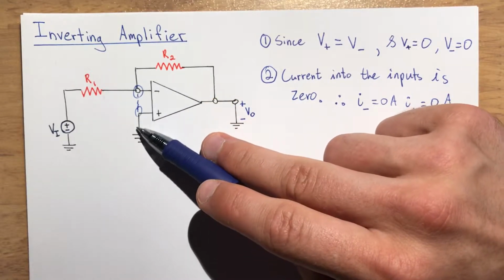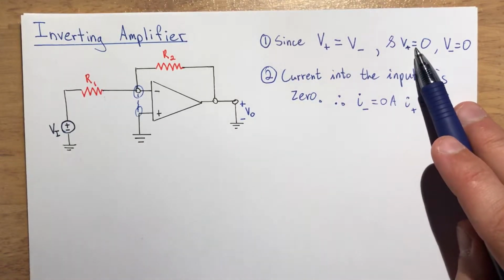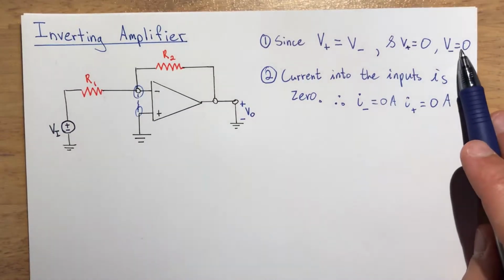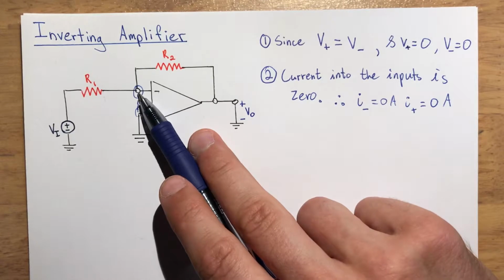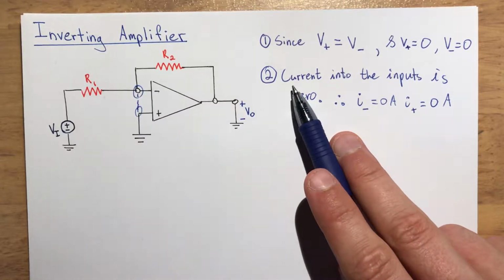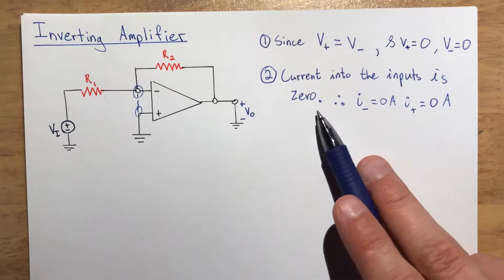Since this is connected to ground, the voltage there is 0. Therefore, that voltage by default is also 0. So we know that the voltage at the inverting input is 0. The second assumption that we use for an ideal amplifier is that the current into the inputs is always 0.